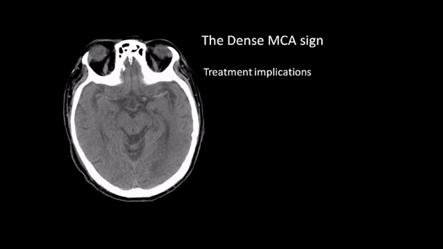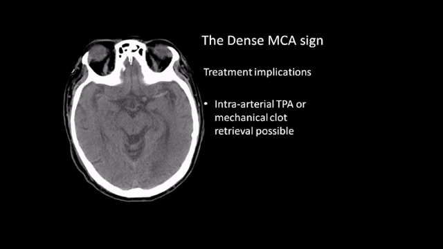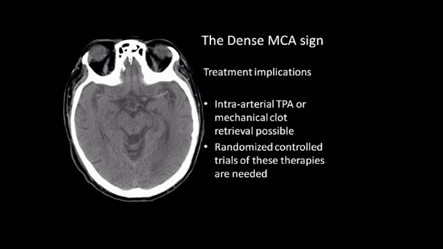Other treatment implications of the dense MCA sign require further investigation. Some investigators have suggested the use of intra-arterial TPA or mechanical clot retrieval for patients with the dense MCA sign. However, randomized controlled trials of these therapies are still needed.